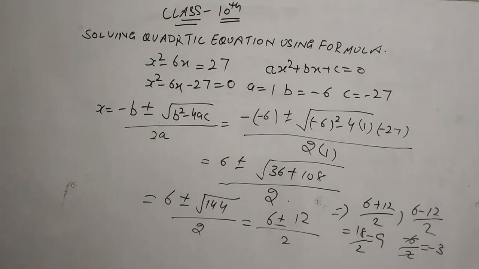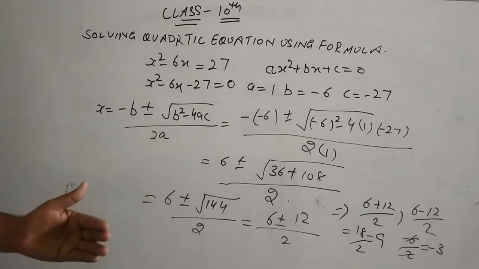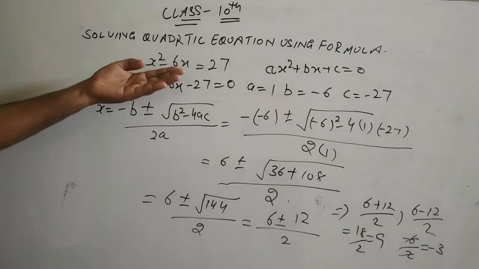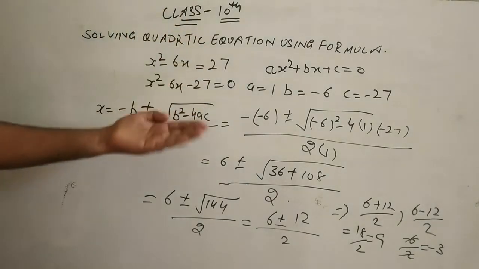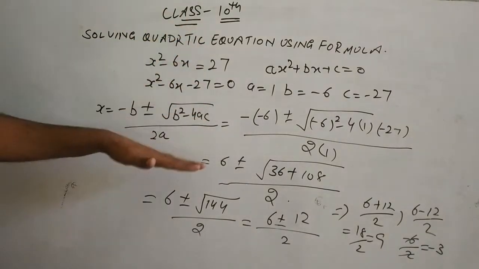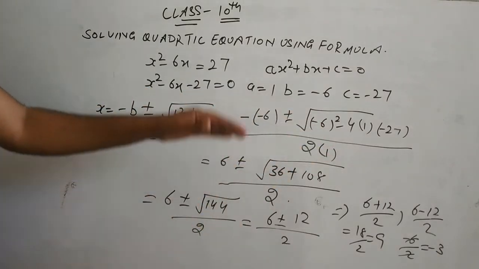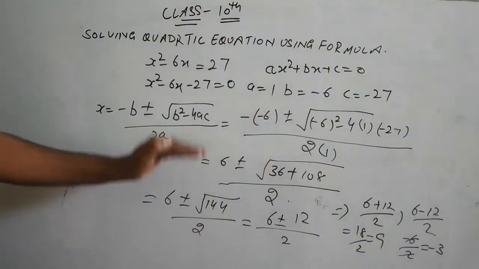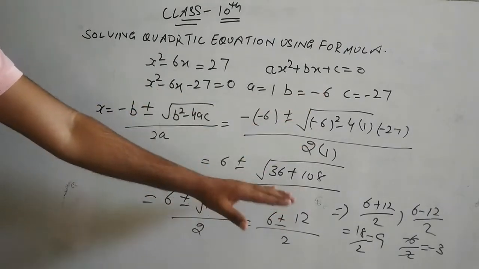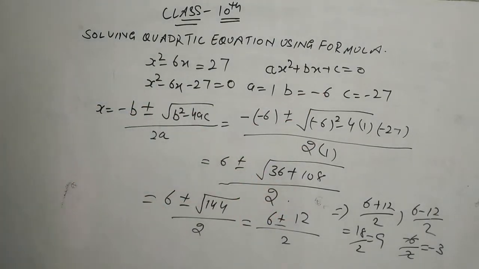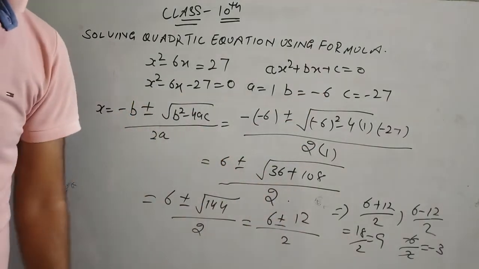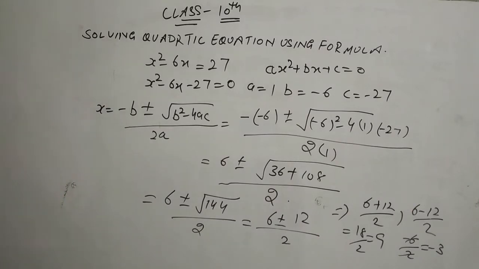So in this way, beta, you are able to solve this question. What we have done is we have taken a quadratic equation. From the quadratic equation we got the values of a, b and c. We have put all these values in the formula. At the end, after solving the formula, we got the two roots: one value is 9 and the other one is minus 3.